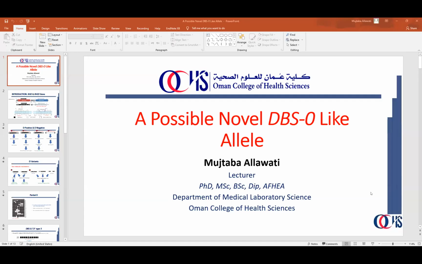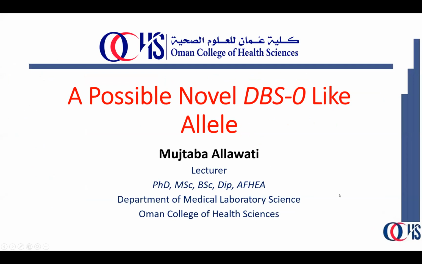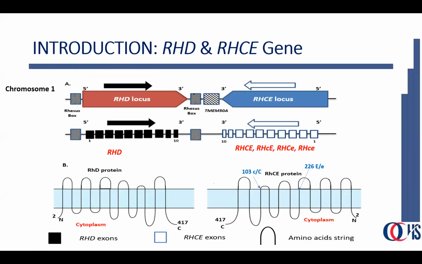Thank you very much, Dr. Poonam, for the introduction. I would like to thank the organizers as well for the invitation. I will start straightforward just to save time. So this is a case of a novel DBS zero-like allele. To start with, I will go through the basics of the molecular biology of the RHD gene and RHCE gene. As you can see, RHD and RHCE are almost similar to each other, but they are in opposite orientation. They are found on chromosome 1, and both have 10 exons.